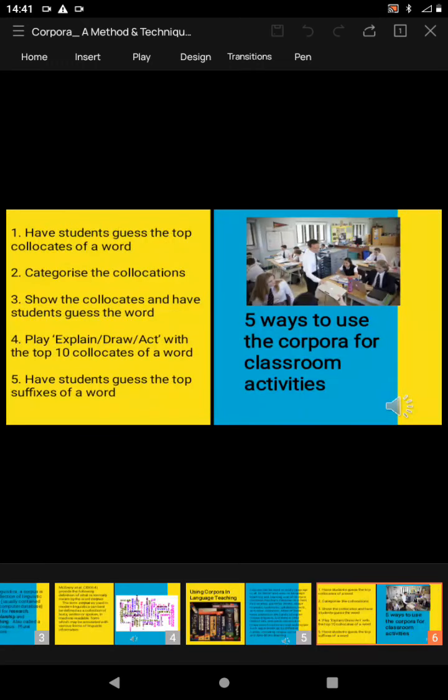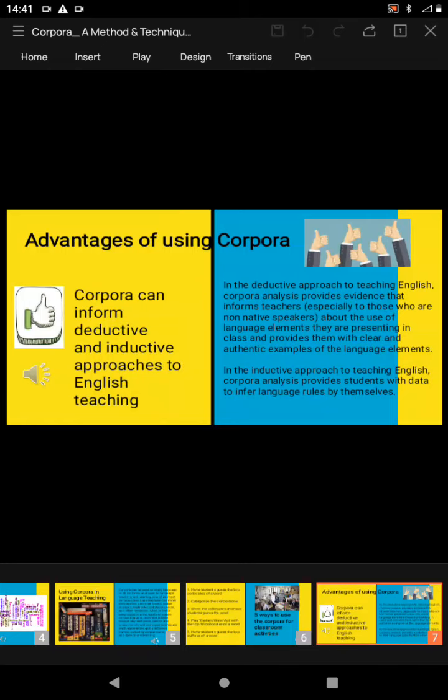There are 5 ways to use the corpora for classroom activities. 1. Have students guess the top collocates of a word. 2. Categorize the collocations. 3. Show the collocates and have students guess the word. 4. Play, explain through act with the top 10 collocates of a word. 5. Have students guess the top suffixes of a word.